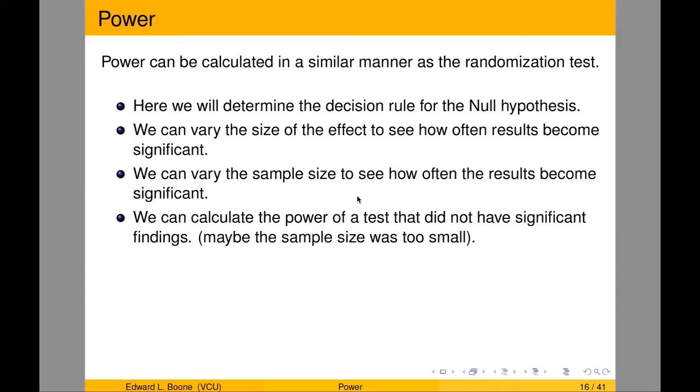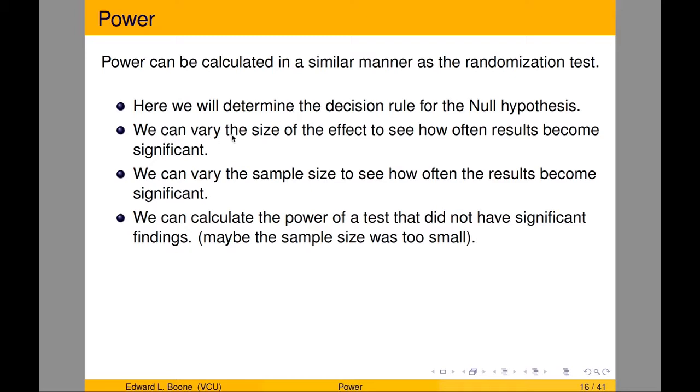Actually, I prefer to do it this way than other ways. This particular video, we're just going to talk about what power is, from a very abstract perspective. In the next video, we'll actually talk about how to do this via a randomization test type idea. Power can be calculated in a similar manner as a randomization test. We need to know the decision rule for the null hypothesis, because that's what we're trying to find out: how often we reject the null when we should.